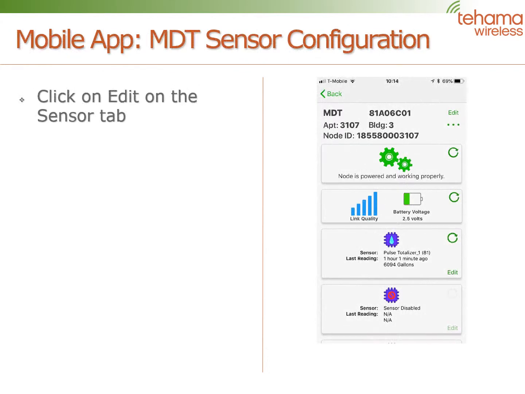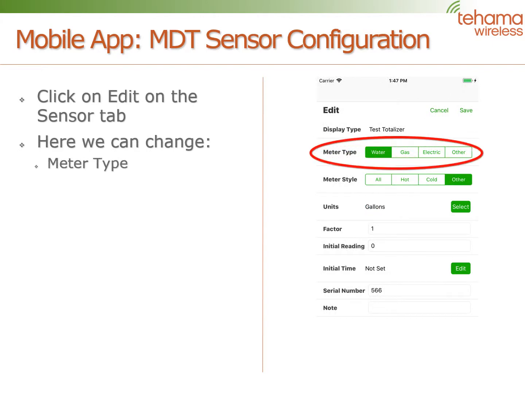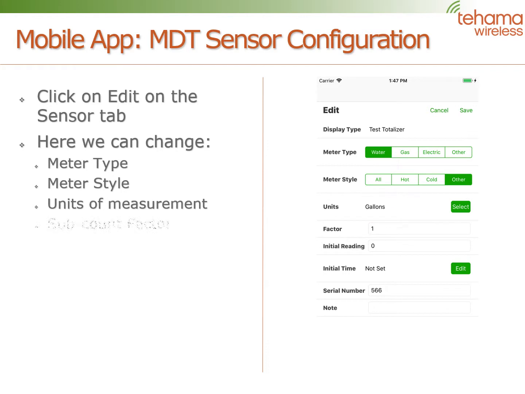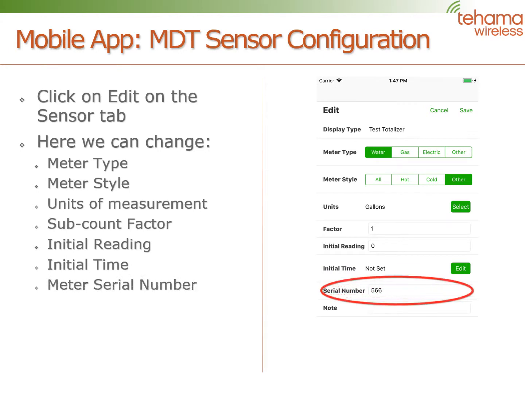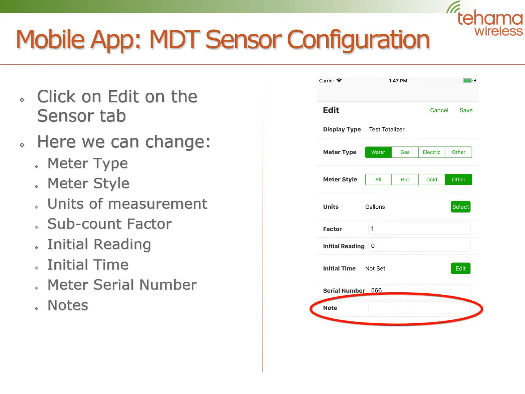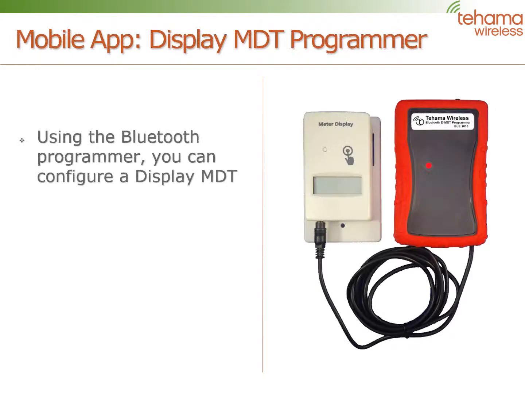To change your sensor view configurations, click on the Edit button of your Sensor tab. Here we can change the meter type, meter style, units of measurement, subcount factors, initial reading, initial time, meter serial number, and notes. After making changes, be sure to hit the Save button.